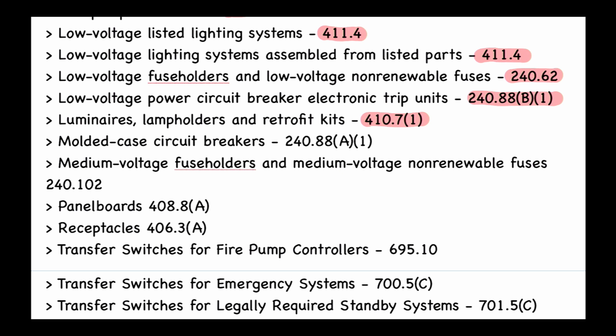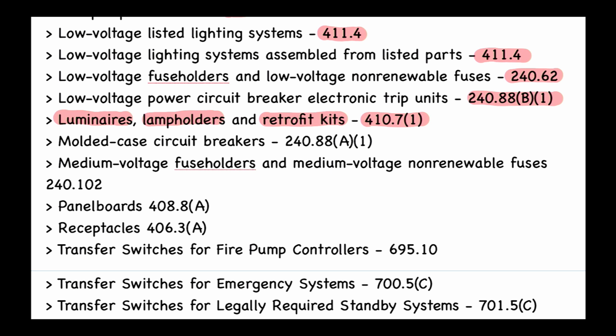So we cannot recondition luminaires, lamp holders, and retrofit kits. Probably a lot of people have never used retrofit kits, especially if you're looking at a chandelier, let's say that's 100 years old, and you want to recondition it. My interpretation of 410.71 is that it says luminaires. Is a chandelier a luminaire? I think so. So 410.71 says we cannot recondition it.